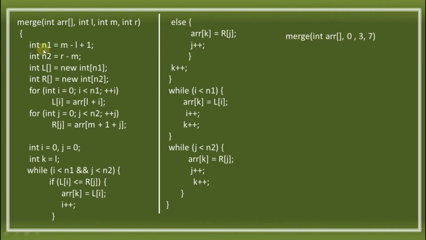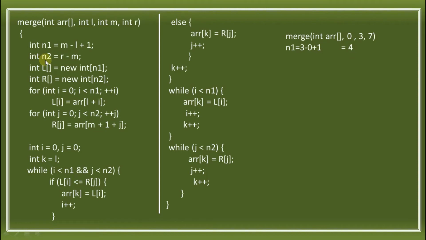So, meron tayong int n dito guys. Okay, so this is the equation. So, saan natin kukunin yung value ni M minus L? So, yung mga pinasa natin dito na arguments. Okay, so we have N is equal to 3. Yun po yung middle natin. 0, yun po yung L natin, which is the left index, plus 1. Okay, so the value of N1 is 4.